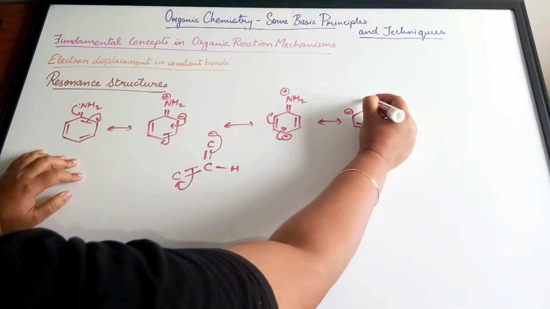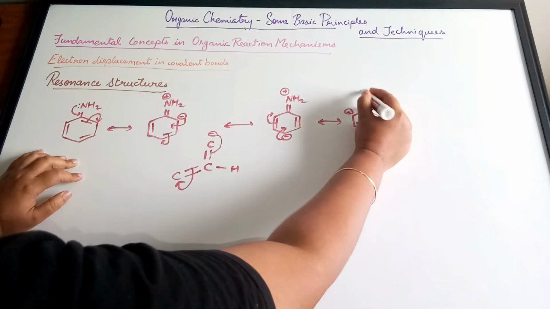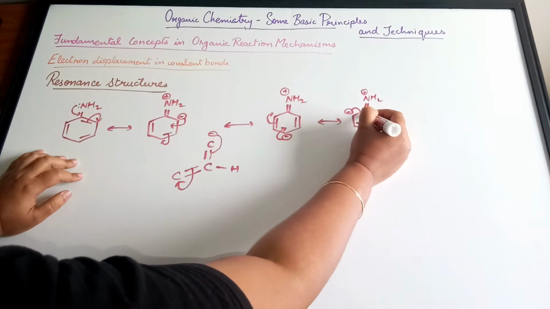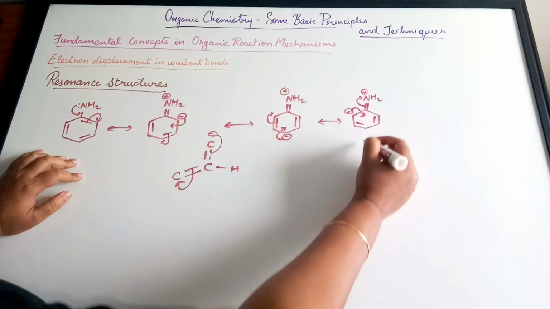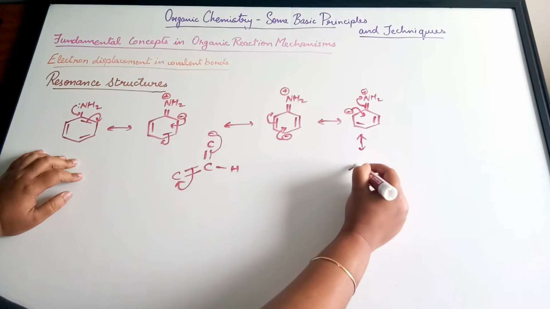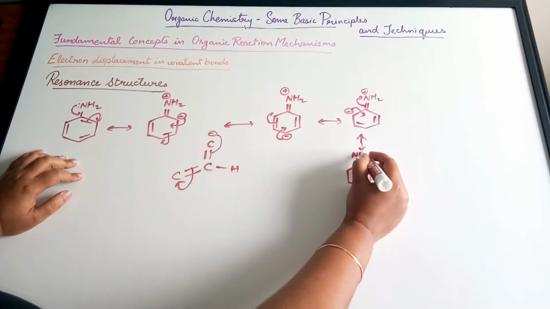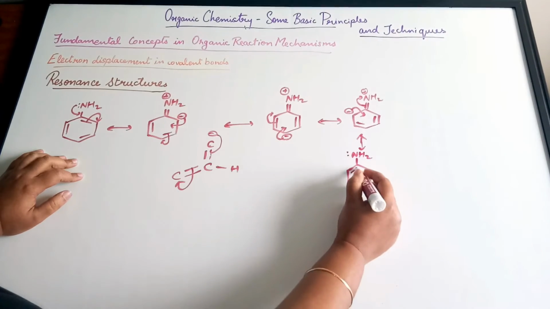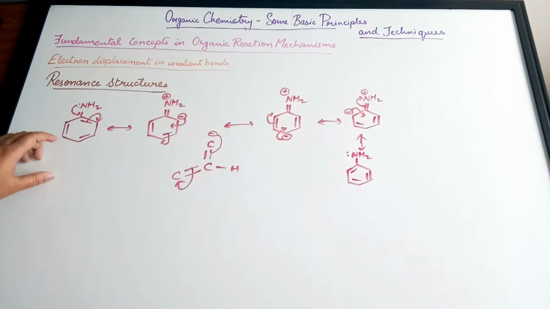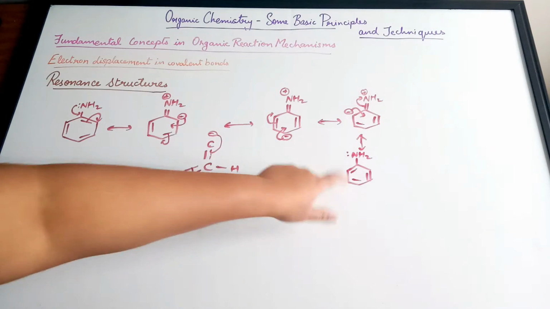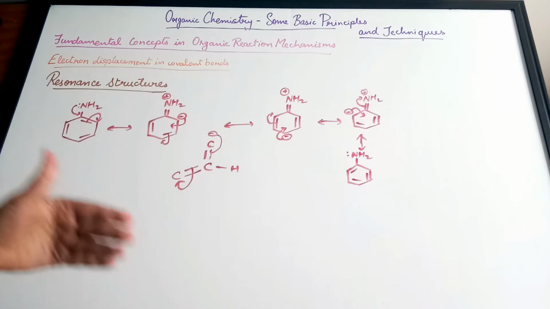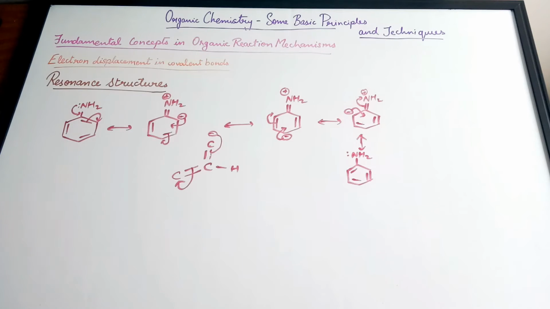You have a double bond NH2 plus. Now what happens? This comes in here, this goes here. That leads to the formation of another resonance structure, NH2. So if you notice, this and this, basically there has been a shift of double bonds. So I will write another one.